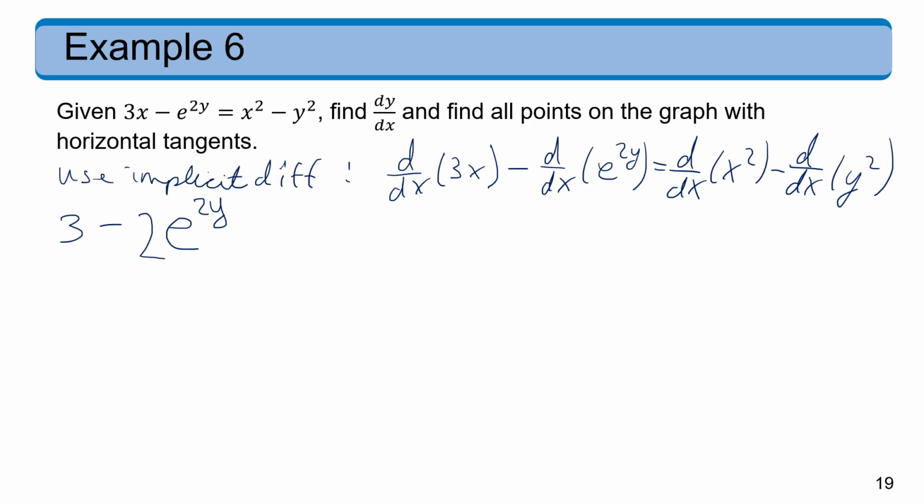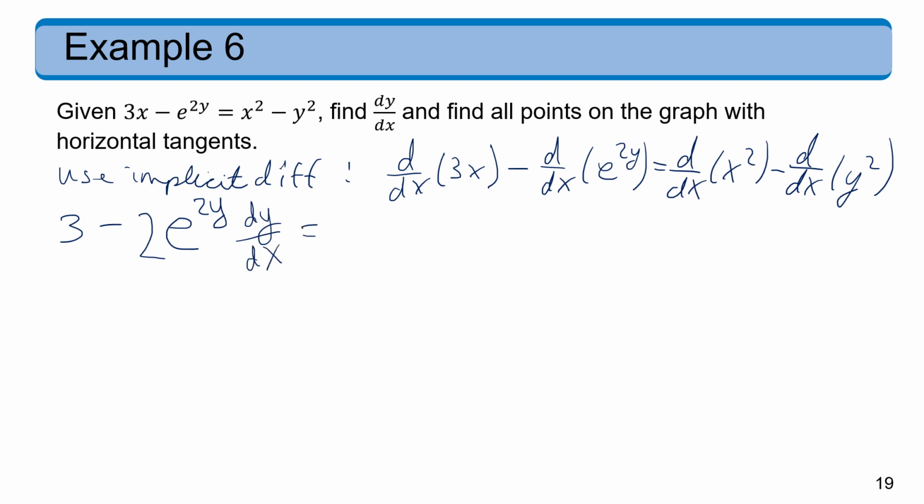Now this was really a chain rule within a chain rule, right? Because what we just wrote was the derivative of e to the 2y with respect to y, but we were asked to find it with respect to x. So what we found was the derivative of the outer function. The inner function is just y as a function of x. So now multiplying by the derivative of the inside part is just dy dx.